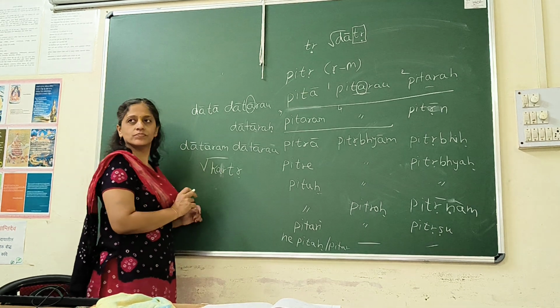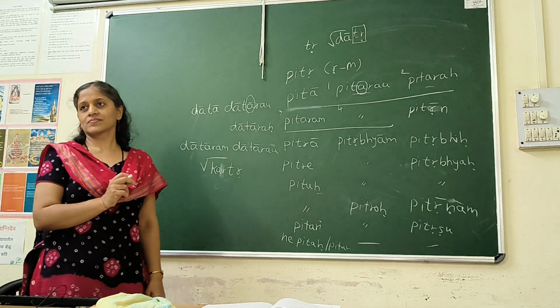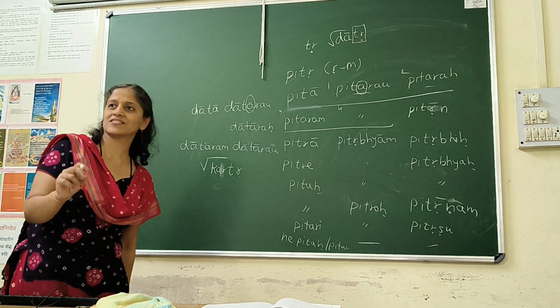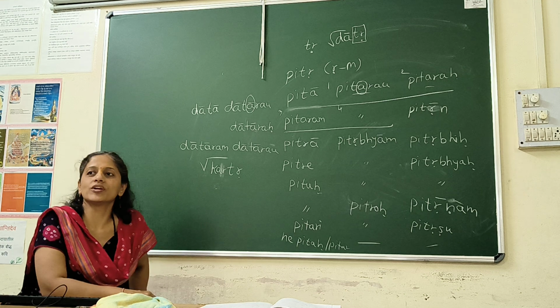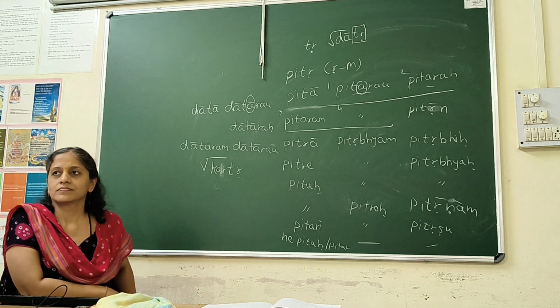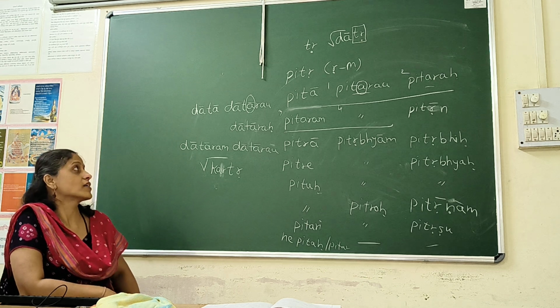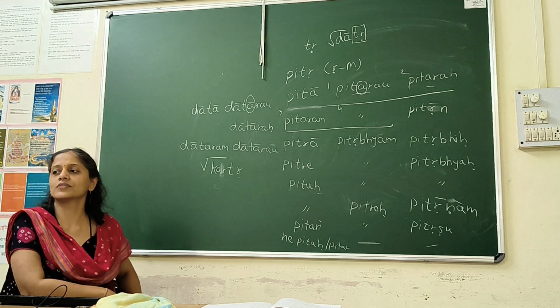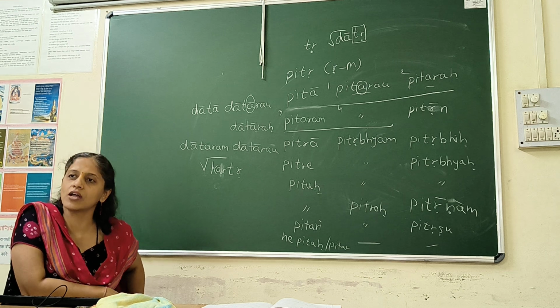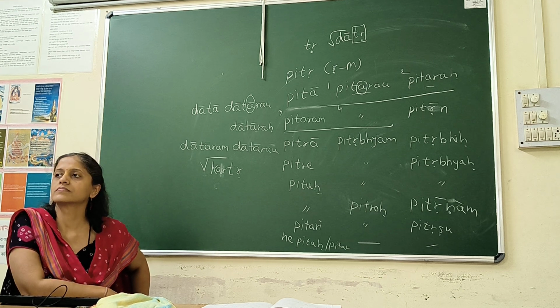So kartru. What does kartru mean? The one who does the action, the subject. Kartru is the subject, the one who does that action. Karta, kartarau, kartaraha, kartaram, kartarau, kartrun, kartra, kartrubhyam, kartrubhi, etc.